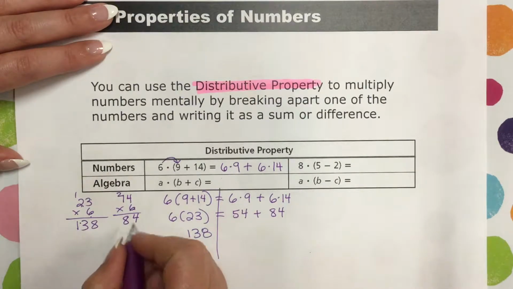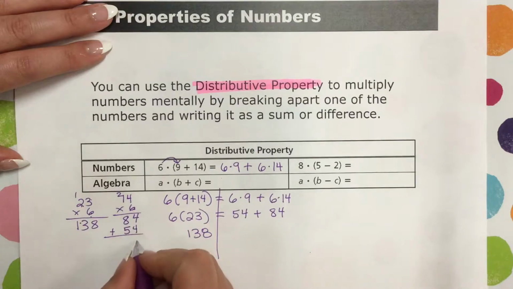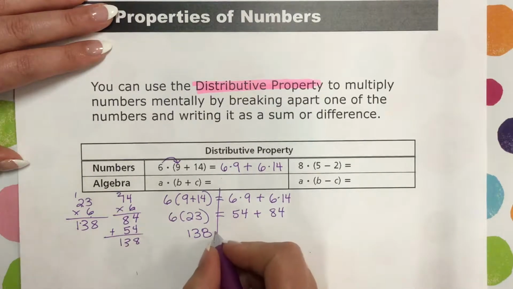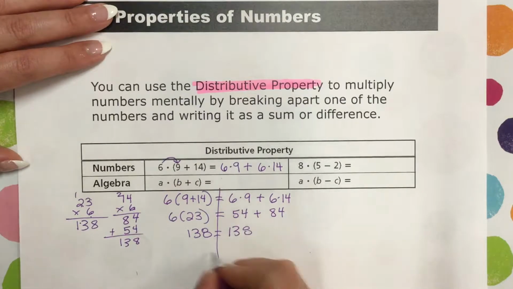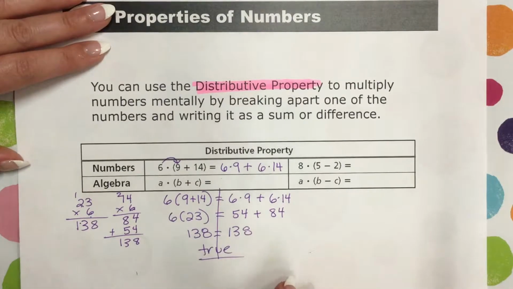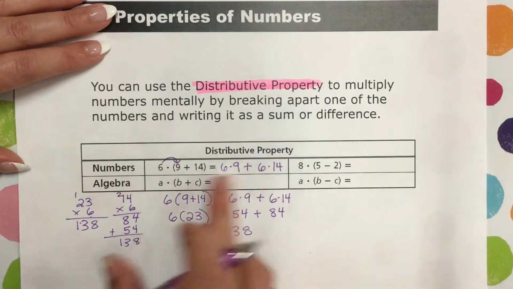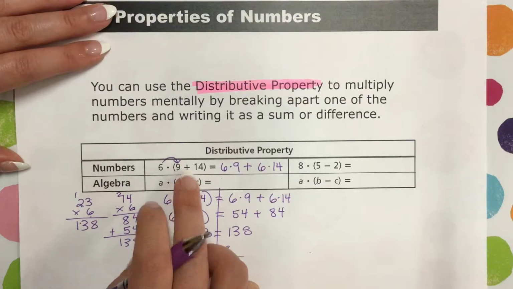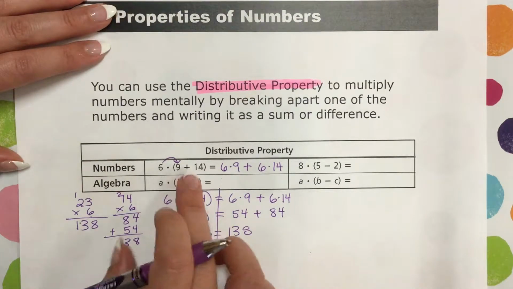And then if we add those two things, I'm going to go 84 plus 54 over here on the side. That's 4 plus 4 is 8. 8 plus 5 is 13. And boom, there we have it. 138 equals 138. So that's a true statement. That means it works. So that's how the distributive property can be used when you have addition within the parentheses.